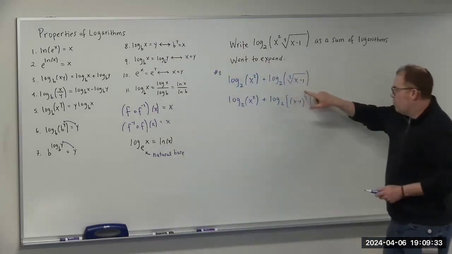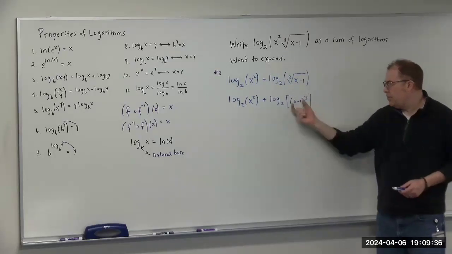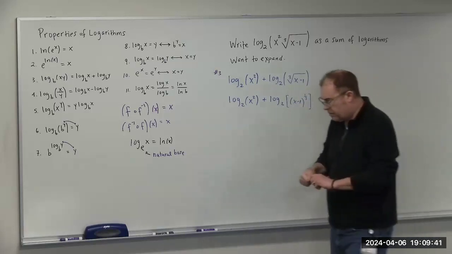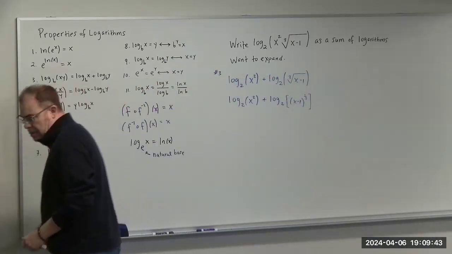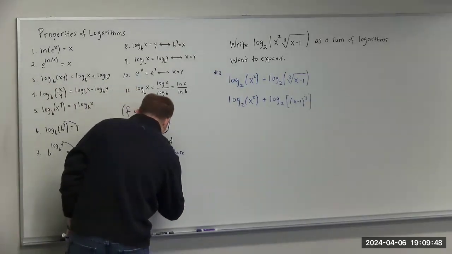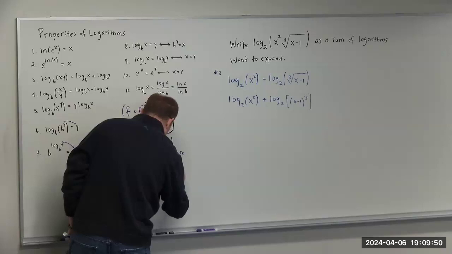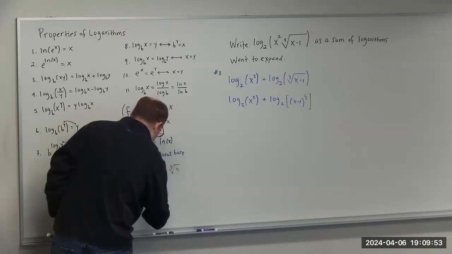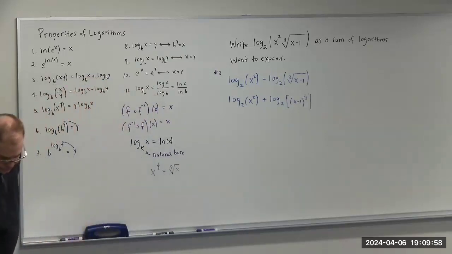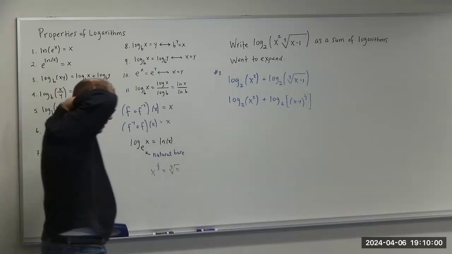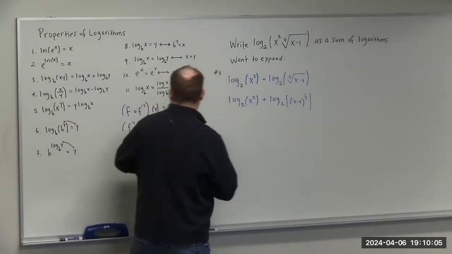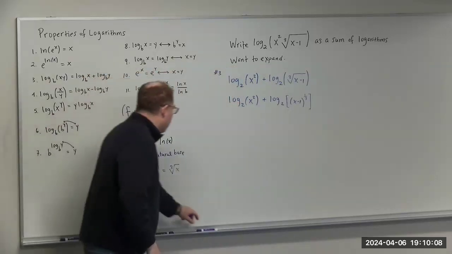Remember that the cube root of something can be written as whatever that is raised to 1/3. That's going back to this algebra rule. If you have x to the 1/3, that's the same thing as writing cube root of x. So now that we've expressed this, we've got the power here, and we can use property 5.